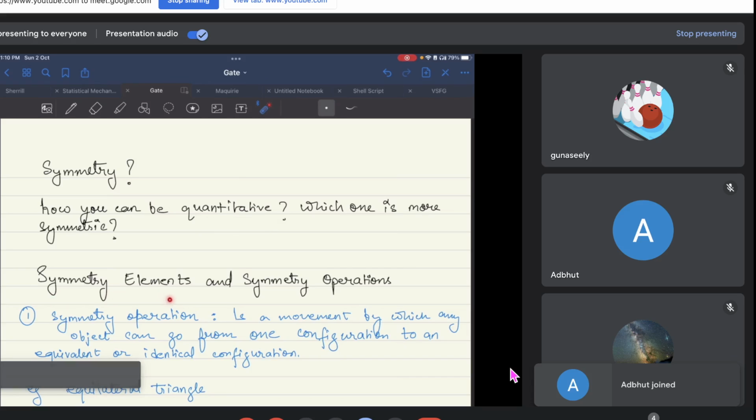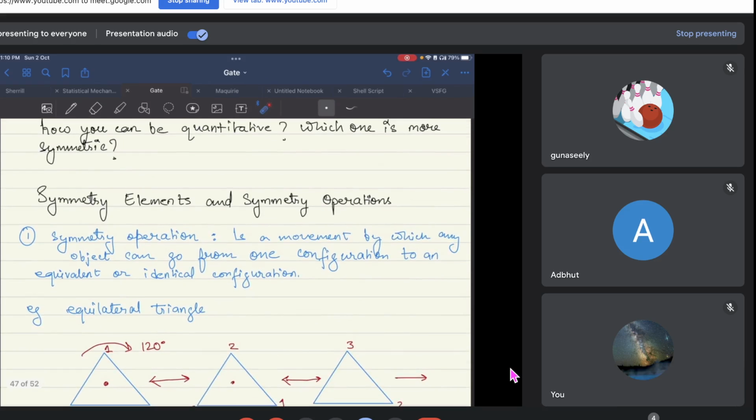So the symmetry elements and the symmetry operations. So what are these? So first of all, the symmetry operation. A symmetry operation is a movement by which any object can go from one configuration to an equivalent or identical configuration. So there is a difference between equivalent or you can say indistinguishable, and the identical configuration.